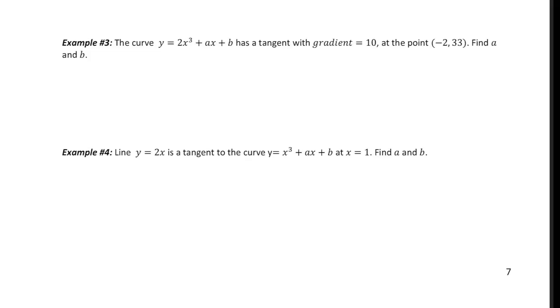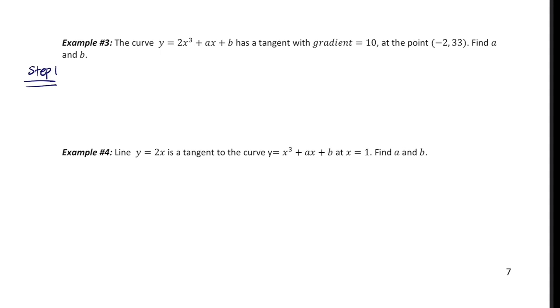Okay, then let's try example number 3. The curve y equals 2x cubed plus ax plus b has a tangent with gradient equal to 10 at the point (negative 2, 33). We need to find the unknowns a and b. Since we have two unknowns, we need to set up two equations to solve this question. So we're still going to follow the steps of finding the equation of the tangent line.